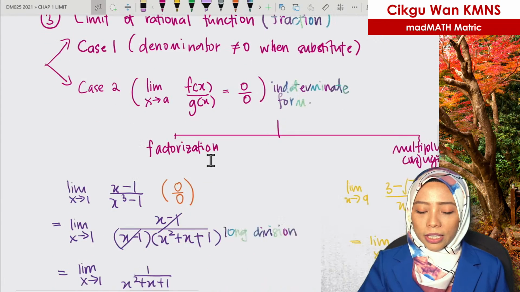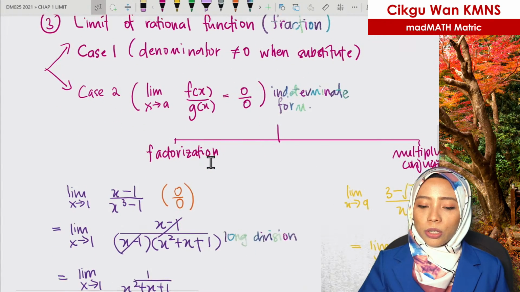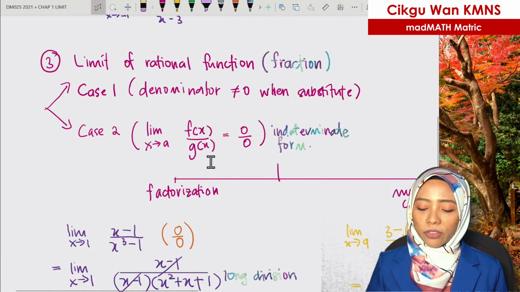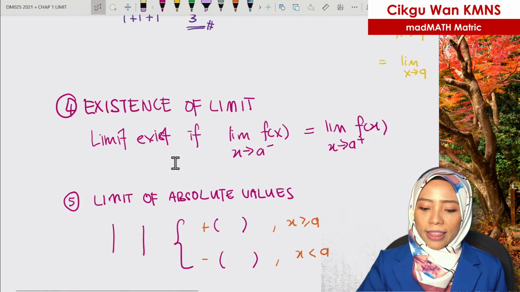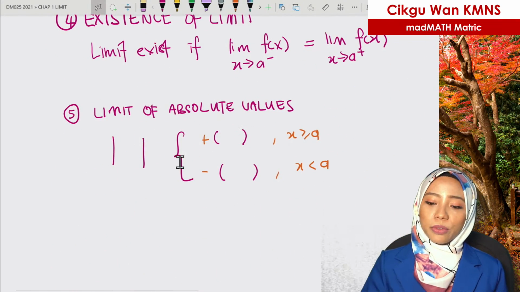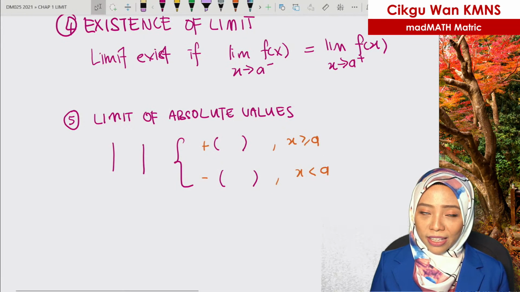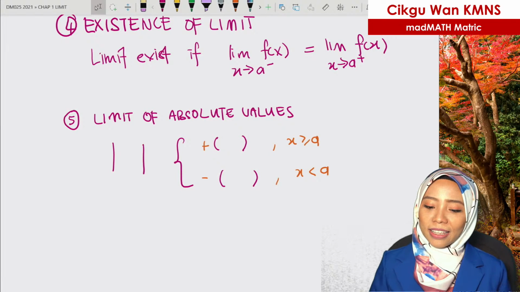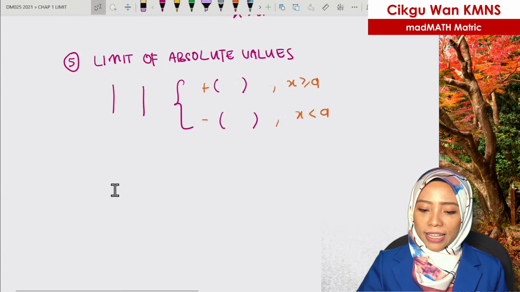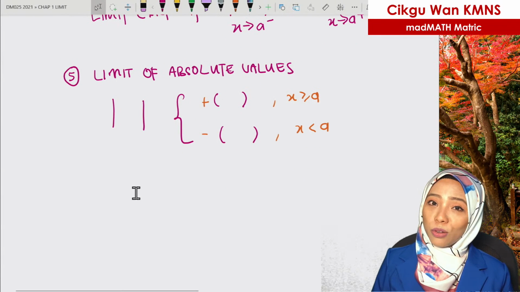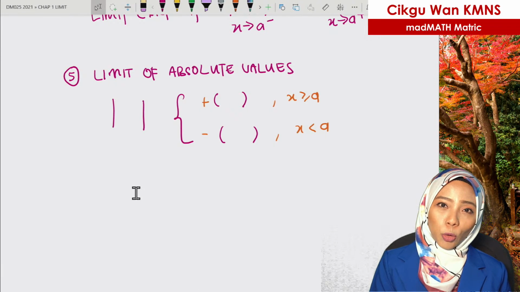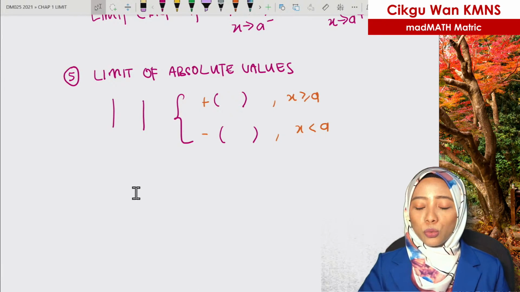Okay, and then we are looking at limit of rational function, and then existence of limit. What does it mean if the limit exists? And then the last one is limit of absolute value. That's it. We're only going to cover 5 subtopics in this DM025.